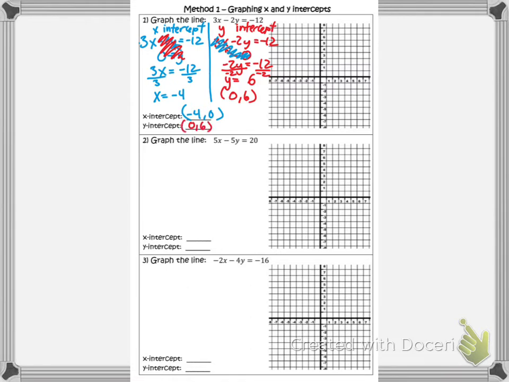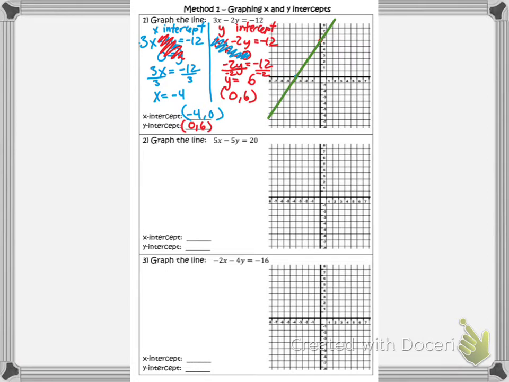So on my graph over here, I'm going to start with the x-intercept at negative 4, comma 0. So right here. And I'm going to have the y-intercept at 0, comma 6, which is right here. And then I'm going to go ahead and connect the two points. Like this. Wow, that was awful. All right, like this. That is the first method to graphing using the x and y-intercepts.